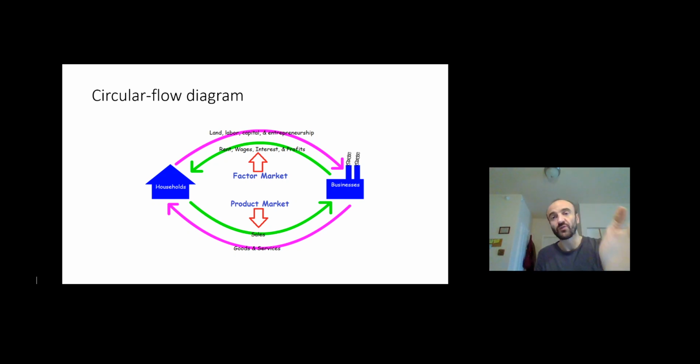So how does the flow of exchange go between these two economic agents? You have two different flows that go in opposite directions. The pink line represents the flow of resources, goods and services, and the green line represents the flow of money in the economy, and they go in the opposite direction. And I'll explain now how that works.